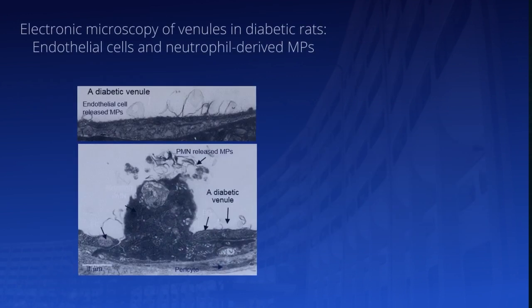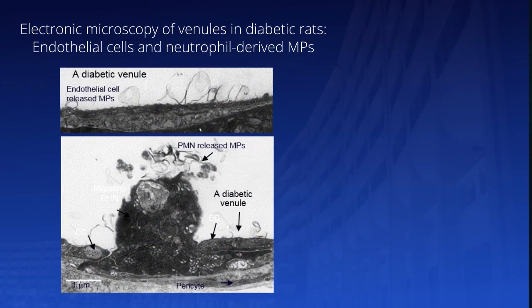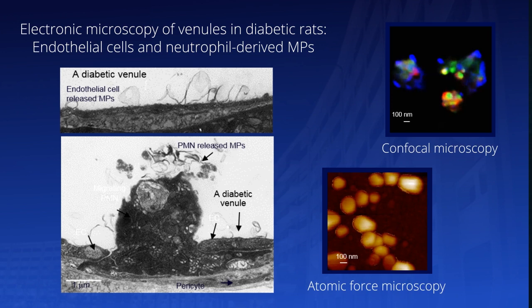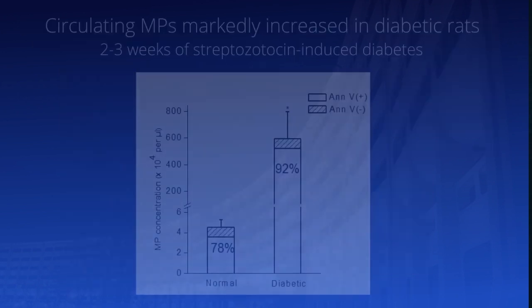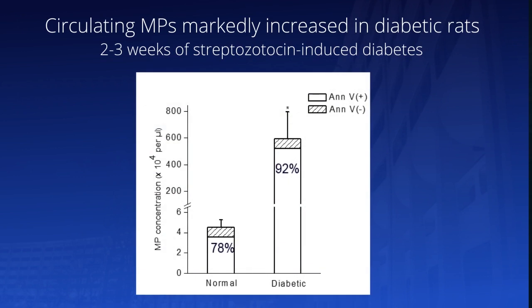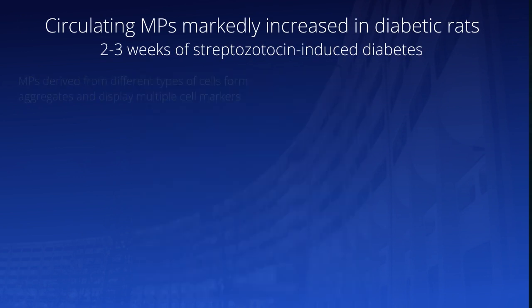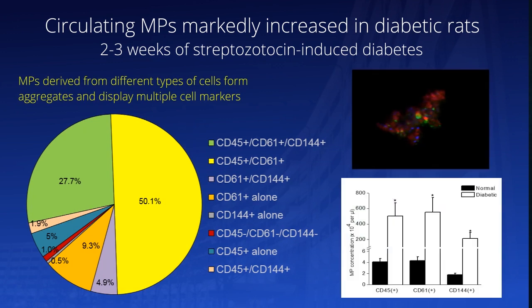This study characterized diabetes-induced microparticles and illustrated how they propagate inflammation, contributing to widespread vascular dysfunction. Compared to normal controls, diabetic rats exhibited a more than 100-fold increase in circulating microparticles. The majority of these particles were derived from white blood cells, platelets, and endothelial cells, and form aggregates in circulation.